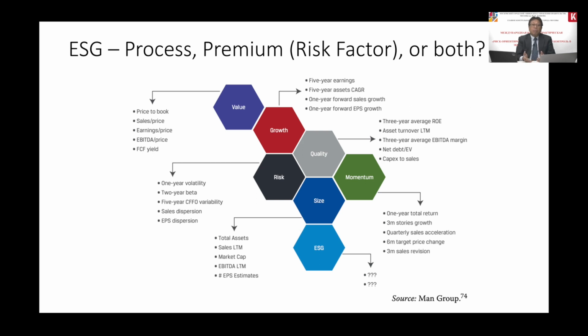Its value, such as its free cash flow forecast yield, its growth, such as 5-year earning, its quality, such as 3 years average return on earning, its risk, such as a 1-year volatility, its momentum, such as quarterly sales acceleration, size, such as market cap and total asset. And then, what about ESG?